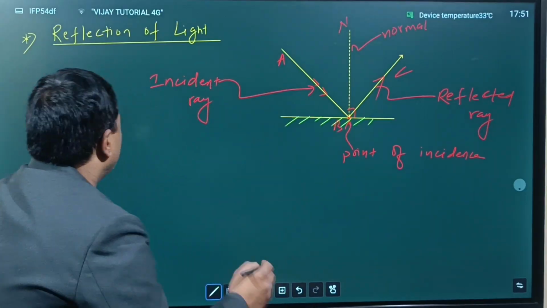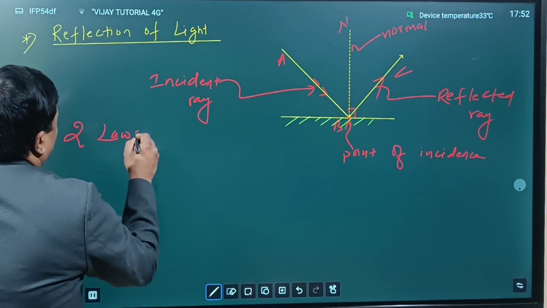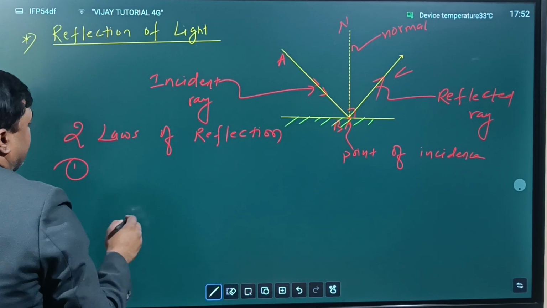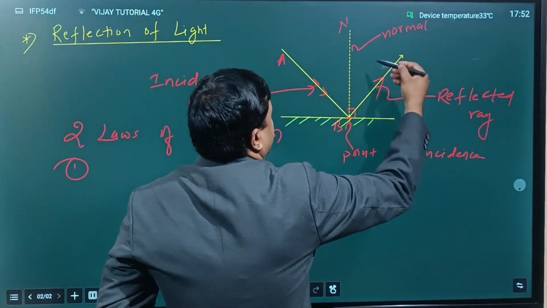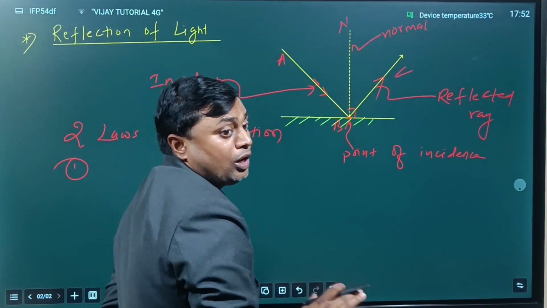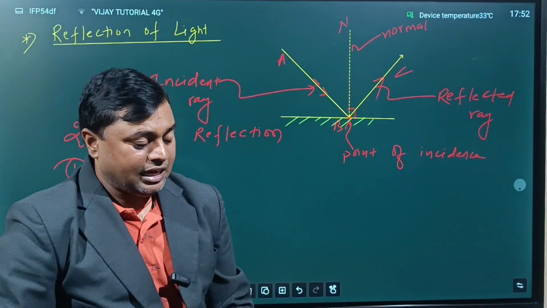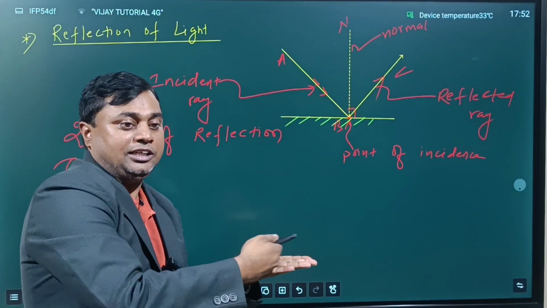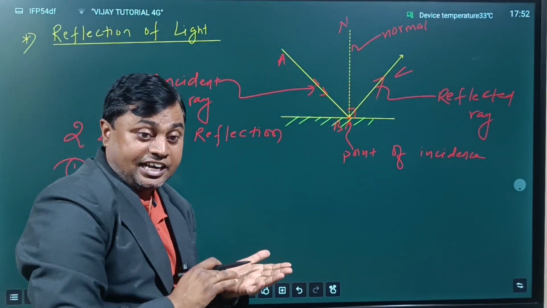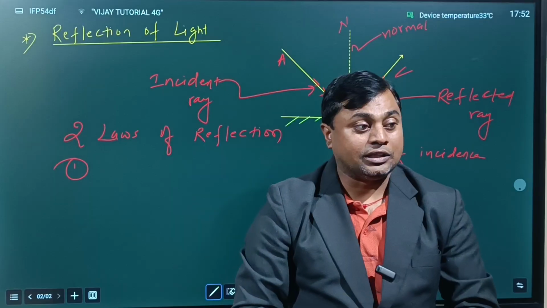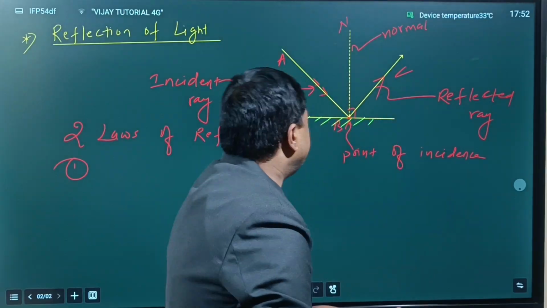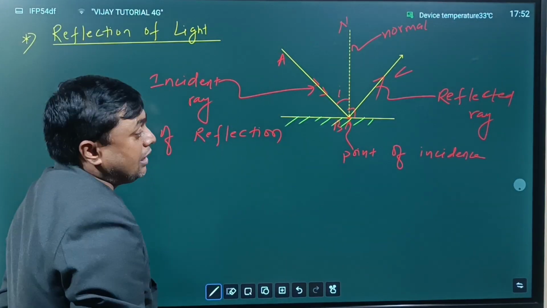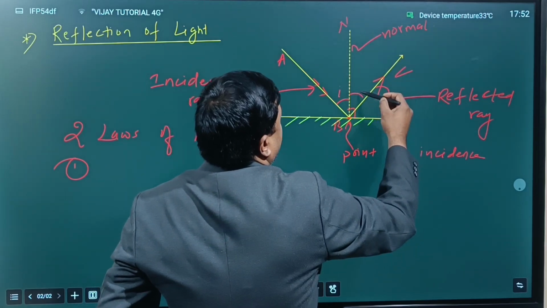There are two laws of reflection. The first law is: the incident ray, the reflected ray and the normal at the point of incidence all lie on the same plane. It means if light is falling on this plane, it will bounce back from this plane only. One more thing you should remember: the angle made by the incident ray and the normal is called the angle of incidence. The angle made by the reflected ray and the normal is called the angle of reflection.